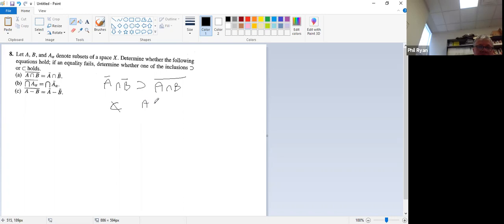For example, if A equals (0, 1), and B equals (1, 2), then the intersection of the closures is just going to be the singleton {1}. But if we look at A intersected B, that's empty, and so its closure is also going to be empty.